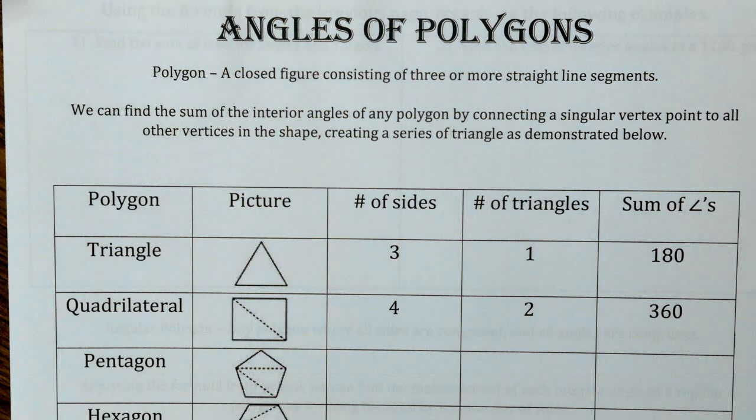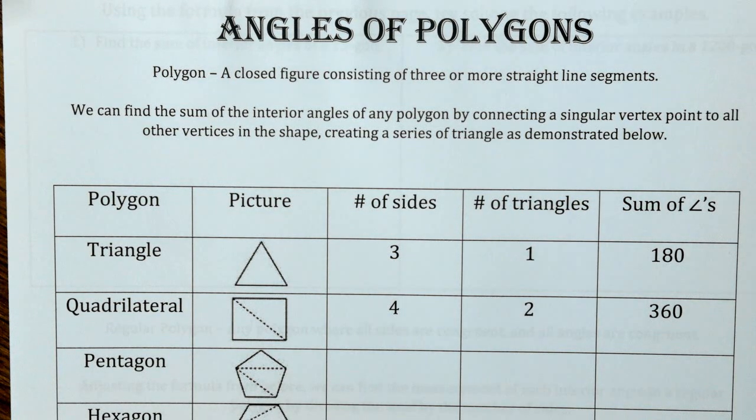In this video, we're going to talk about angles of polygons. First, we need to remember what a polygon is. A polygon is going to be a closed figure consisting of 3 or more straight line segments. It's a difficult way of just saying it's going to be an enclosed figure with 3 or more sides. Okay, triangle and beyond. You can't have a polygon with 2 sides because you can't close them in.